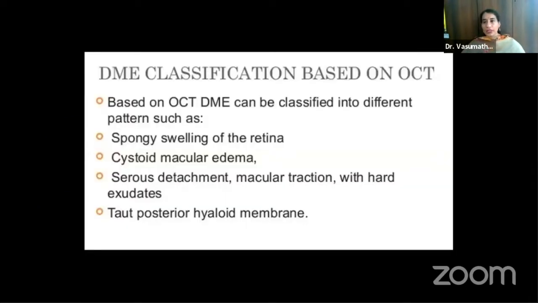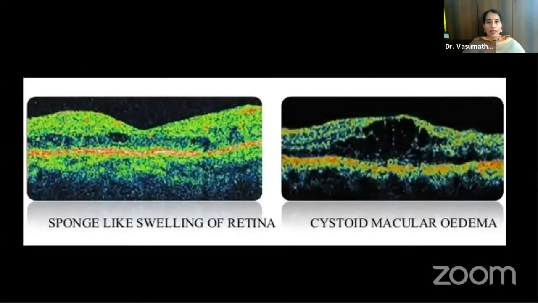Initially, DME used to be classified as clinically significant macular edema and non-CSME in the ETDRS era. Now we have moved on. OCT has been a game changer. We classify DME as center-involving and non-center involving DME. And based on the OCT morphology, we classify it into spongy swelling, cystoid macular edema, serous detachment, and taut posterior hyaloid membrane. This is a diffuse sponge-like swelling of the retina.